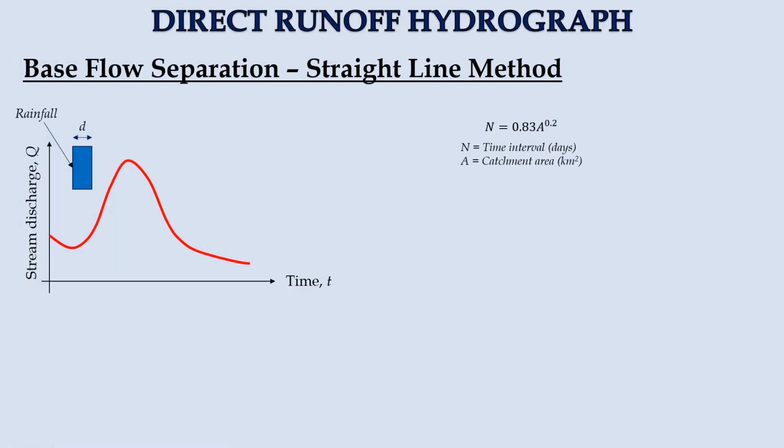Straight line method is the simplest method for base flow separation. First, we can determine time interval n in days using an empirical equation. The unit of A should be in kilometers square. Then, we should identify the peak and associated point of time. We are now safe to find point B on hydrograph, which should be occurring n days after the peak. By joining the point at the beginning of rainfall, A, and B with a straight line, we can achieve our goal.